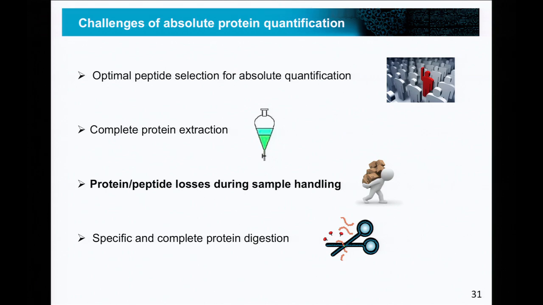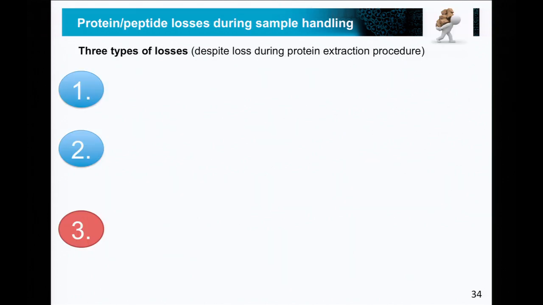Then there is the issue of protein and peptide losses during sample handling. So next to the loss that can happen right from the beginning when you extract your cells, there are further losses that can happen on the way during sample processing. And there are 3 types of losses that you can consider.